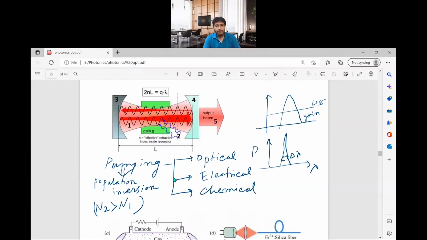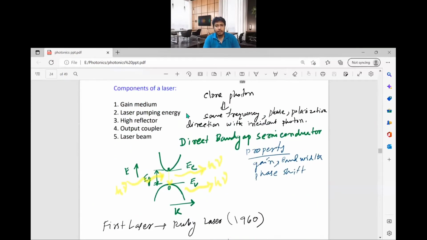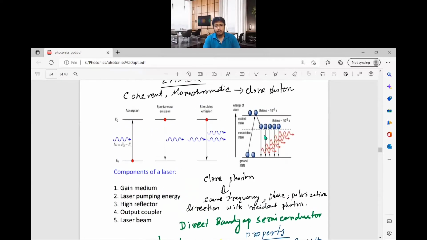As you can see, this is the gain medium we have discussed. Now next is the pumping. You need a large number of electrons in the higher energy level compared to the lower energy level. But electrons generally stay in the lower energy level. They do not want to stay in the high energy level; they lose energy and come back to the lower level. So you need to create a situation where you have more electrons in the higher energy level than in the lower energy level.